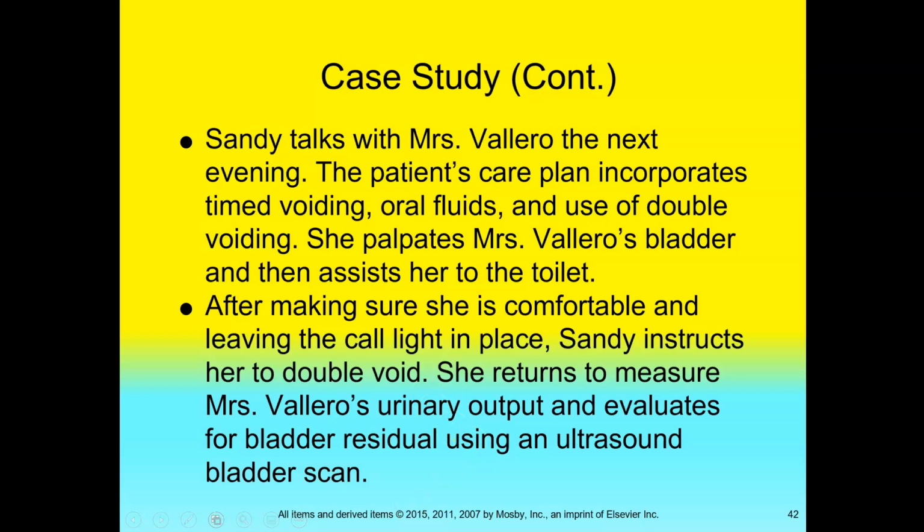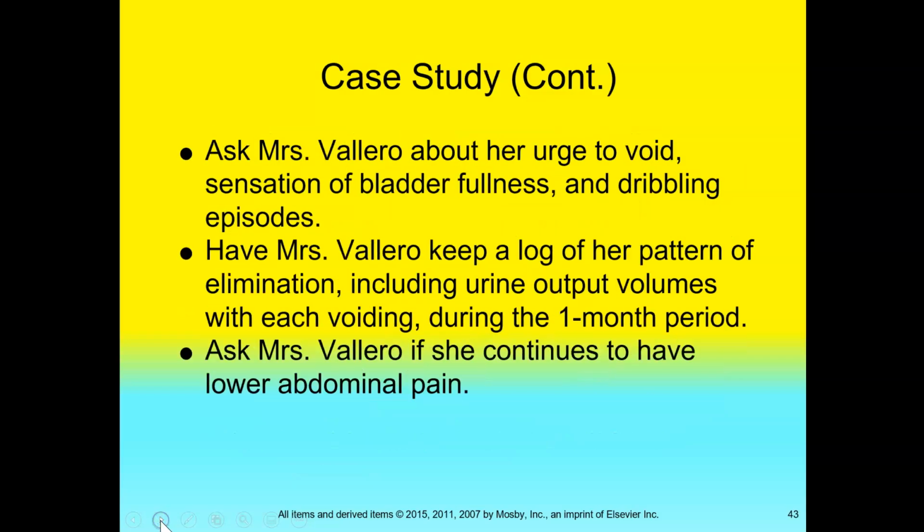So afterwards, as far as the case study that we did on Miss Valero, I want to tell you the things that happened. They did timed voiding on her, oral fluids, they assessed those, and they used double voiding, and they made sure that they palpated her bladder and were there to assist her on the commode, and they also used the bladder scan to make sure that she didn't have any residual. If there's anybody that is getting ready to go to clinical or whatever, try to see if you can get with somebody that's going to do a bladder scan so you can see it. It's real interesting to look at.